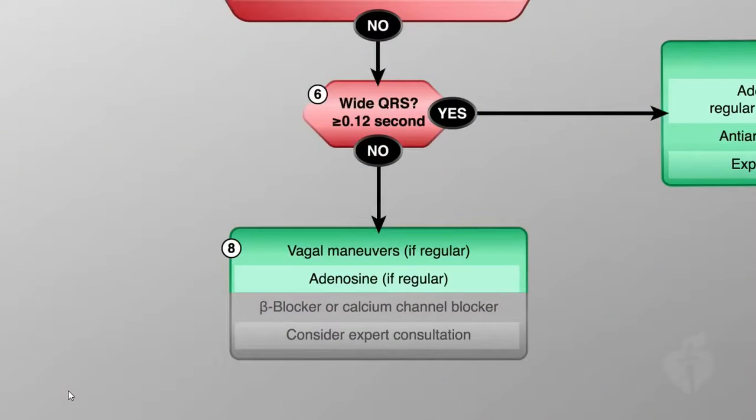Observe for recurrence. Treat recurrence with adenosine or longer-acting AV nodal blocking agents, such as the non-dihydropyridine calcium channel blockers or beta blockers. Typically, you should obtain expert consultation if the tachycardia recurs. Adenosine should not be given for unstable or for irregular or polymorphic wide complex tachycardias because it may cause degeneration of the arrhythmia to VF.